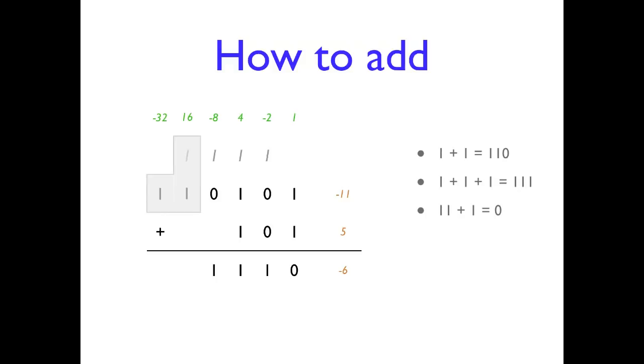And if I want to kind of check my work, I can convert to decimal. The top number here in the sum is negative 11. It's plus 5, and the answer we get is negative 6. It works.